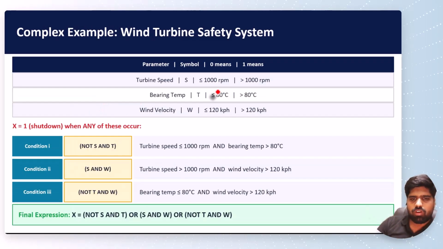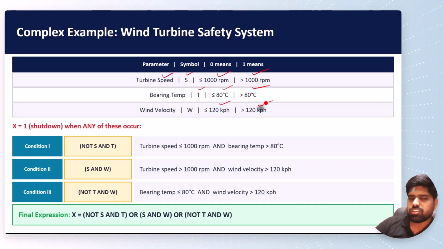One of the practical examples is also from the textbook. It says the parameters are turbine speed, symbol S, and it's 0 when it's less than 1000, and 1 when it's greater than 1000. For the bearing temperature, it's T, and less than or equal to 80 is 0, and greater than 80 is 1. For W, wind velocity, less than or equal to 20 is a 0, it's off, and greater than 120 will give you a 1.